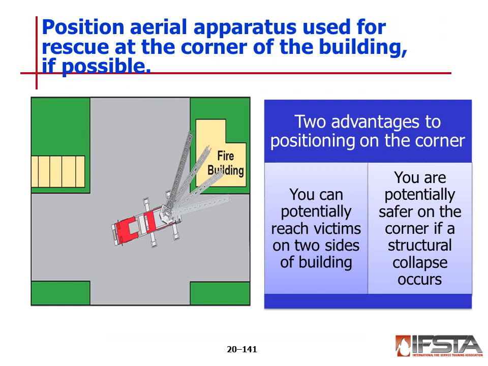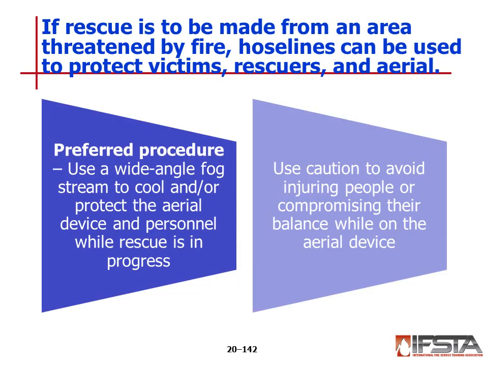If possible, the driver operator should position the aerial apparatus used for rescue at a corner of a building. Advantages: it can potentially reach victims on two sides of the building, and it is potentially safer on the corner of a structure if a collapse occurs. If a rescue is made from an area threatened by fire, hose lines can be used to protect victims, rescuers, and the aerial device.